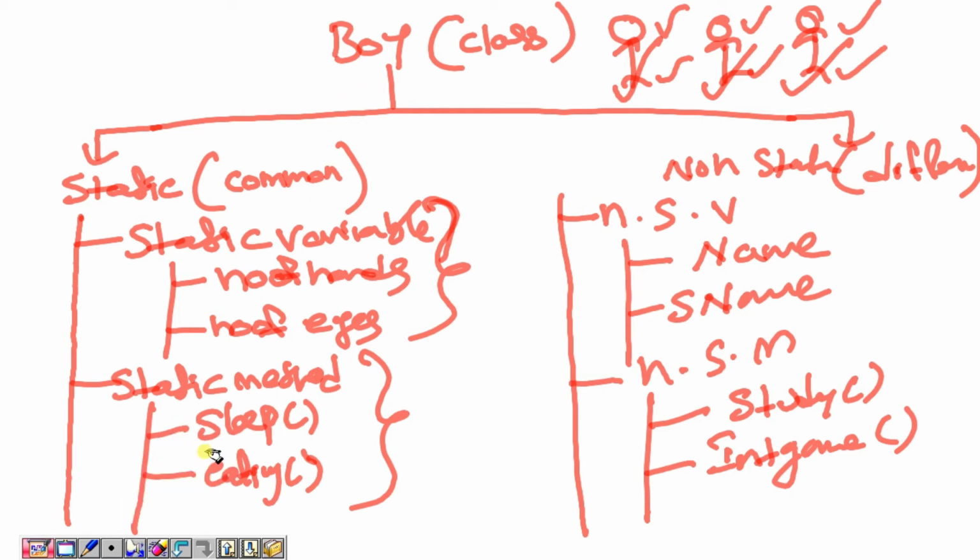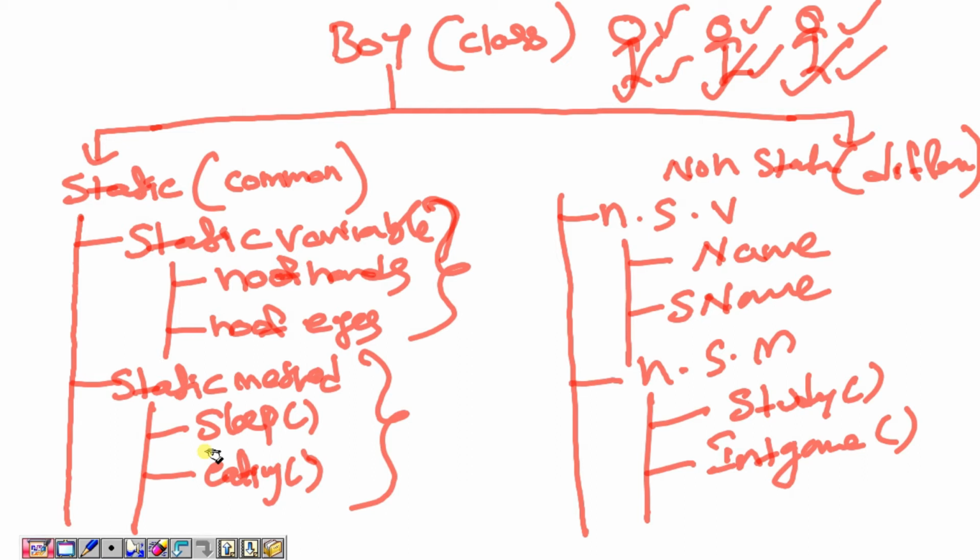Once again, I'm repeating: what is static and what is non-static? In one class having so many objects, every object has common information, meaning common variables, and all the objects can perform the same type of action. Those variables and actions we call static variables and static methods. In the same manner, in one class with many objects, if the variables and actions are different from object to object, we call them non-static variables and non-static methods.